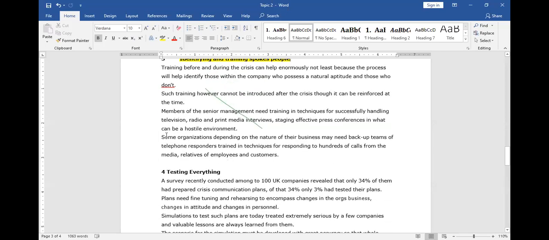Also, we are told that some members of the senior management need training in techniques for successful handling of television and radio interviews. Sometimes you're called by the media to explain what went wrong. Why did the employees go on strike? They were complaining of poor working environment. Is that the reason? So whenever you are speaking, also be very careful.